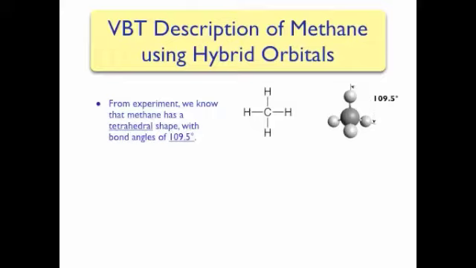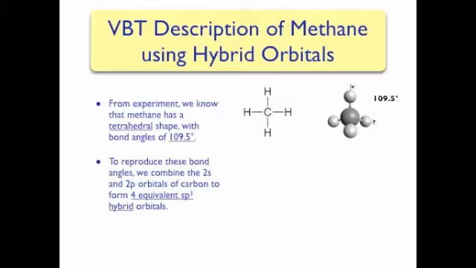However, from experimental measurements of the methane molecule, we know that methane is indeed not a flat molecule. It has a tetrahedral shape. The carbon-hydrogen bonds are pointing at the vertices of a perfect tetrahedron. This predicts bond angles of 109.5 degrees. In order to reproduce these bond angles, we must employ hybridization. To do this, we combine the 2s and all 3 2p orbitals of carbon to form 4 sp3 hybrid orbitals.